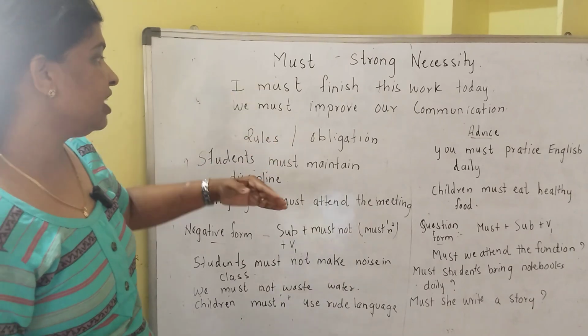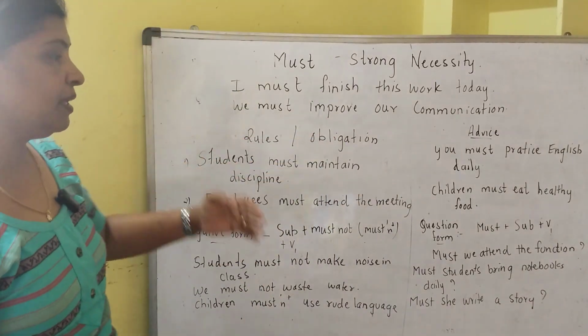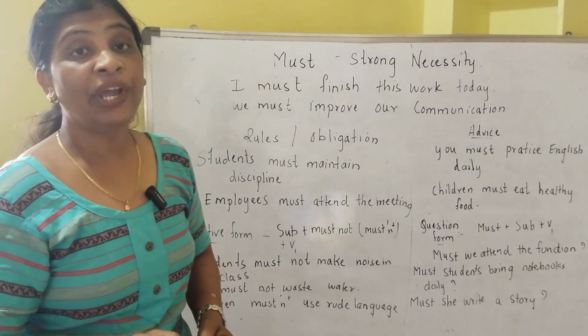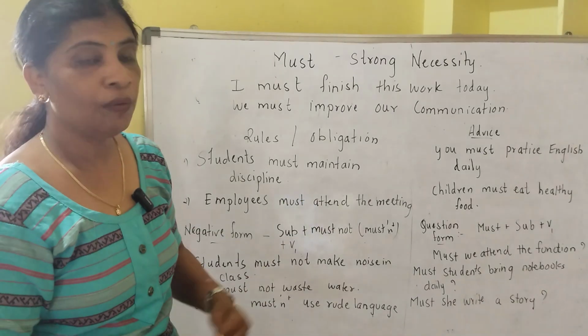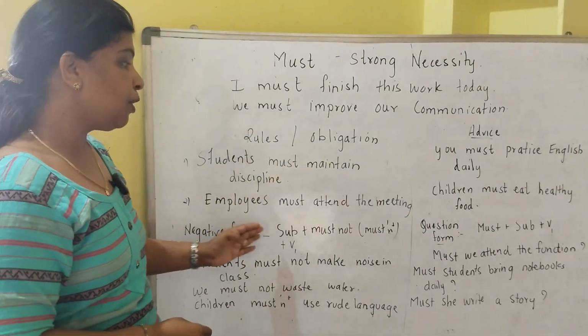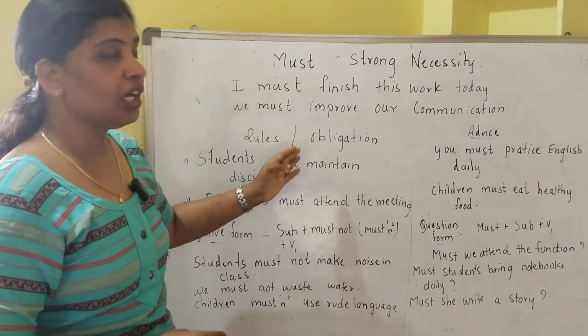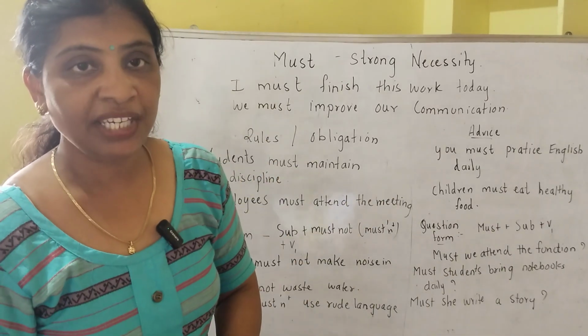So must is also used for rules or obligation. For example, students must maintain discipline. Students must wear a complete uniform. That is a rule they should follow. And the obligation: employees must attend the meeting. So in both situations, rules and obligation, must can be used.